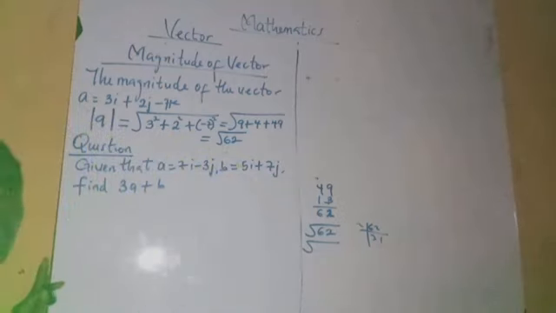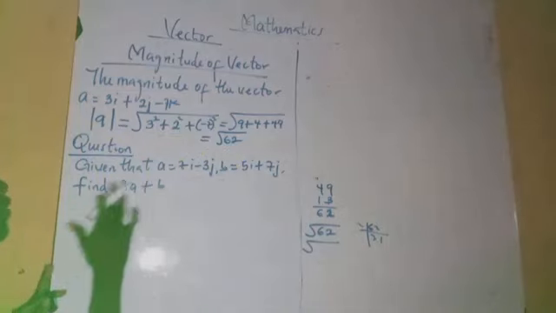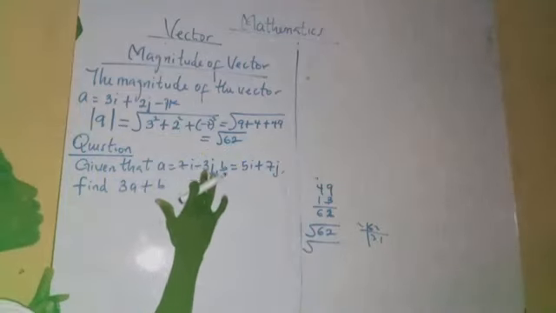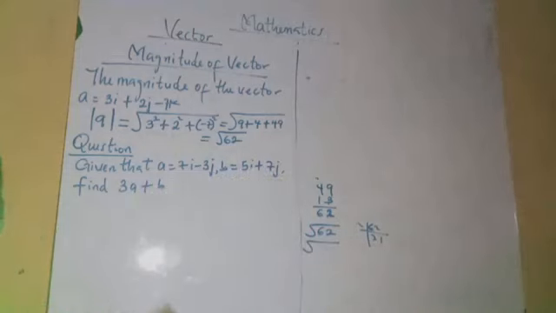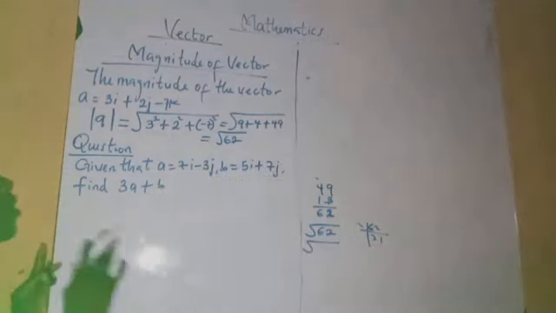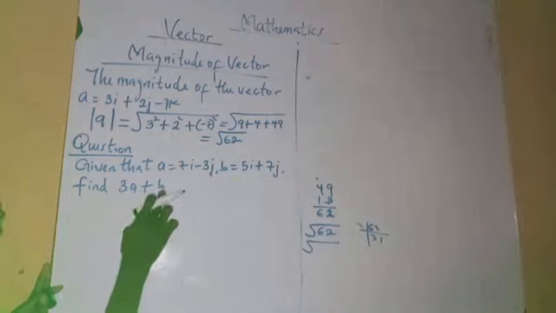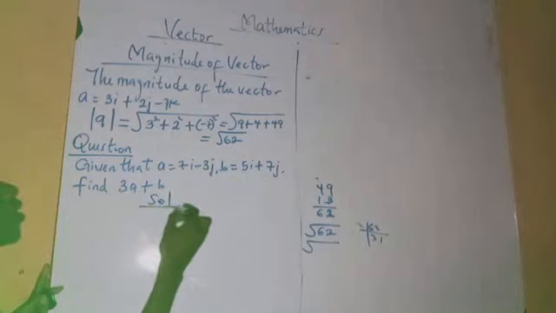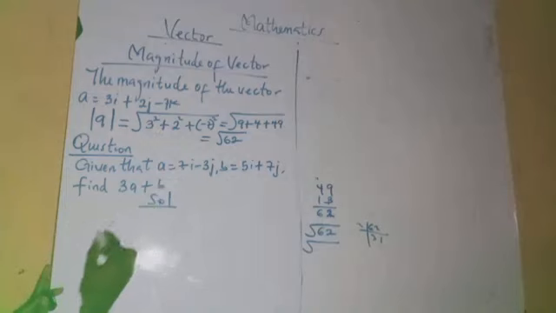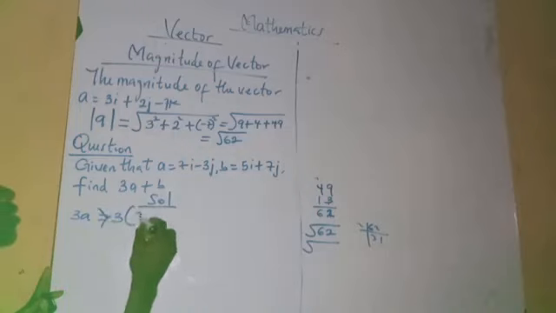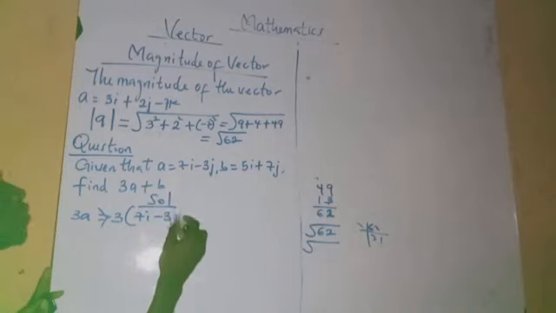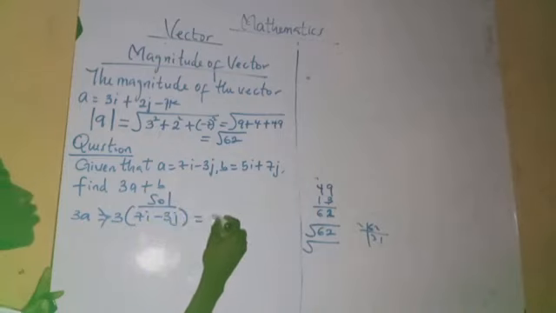Now let's look into a question. Given that A is equal to 7i minus 3j and B is equal to 5i plus 7j. That is vectors of two components, i and j alone. You have to find 3A plus B. How will you solve this? The first thing, 3A: this is our A, so 3A will be equal to 3 into bracket, what's our A? 7i minus 3j.